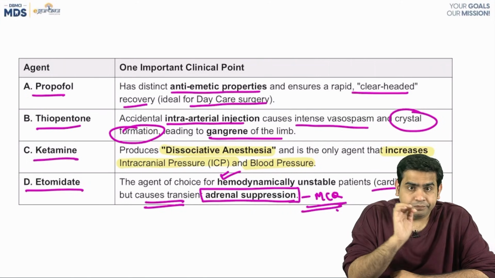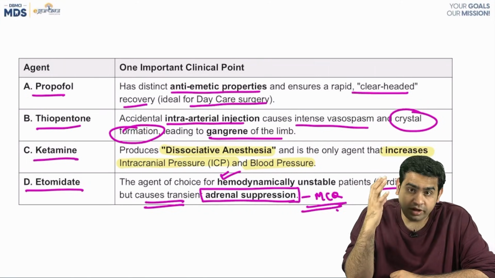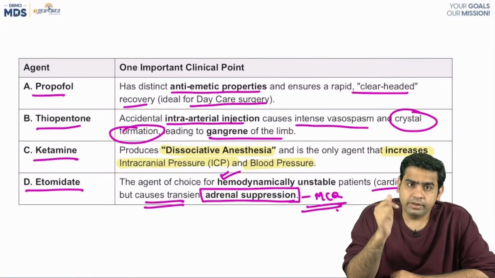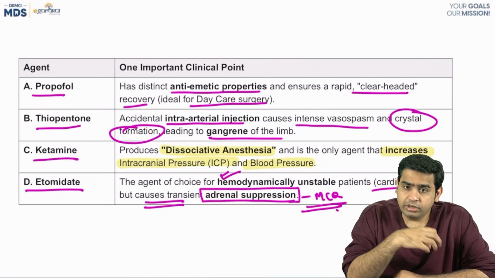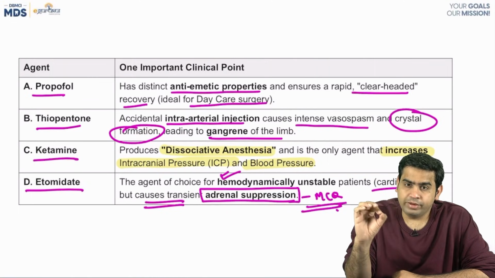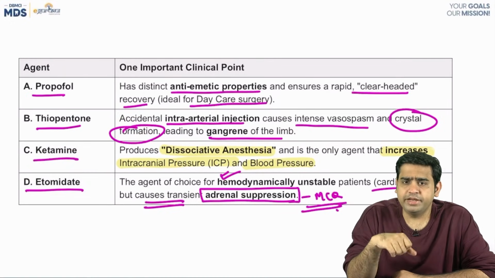Adrenal suppression, etomidate. Dissociative anesthesia, ketamine. Increase in the intracranial pressure, ketamine. Blood pressure increased, ketamine. Cardiac stable, etomidate. Thiopental, intense vasospasm if given intra-arterially, so it can lead to gangrene of that particular limb. And propofol for the daycare surgeries.